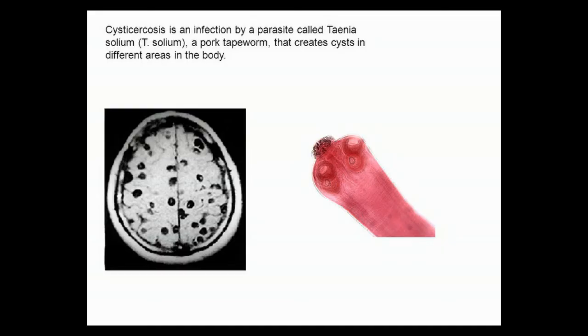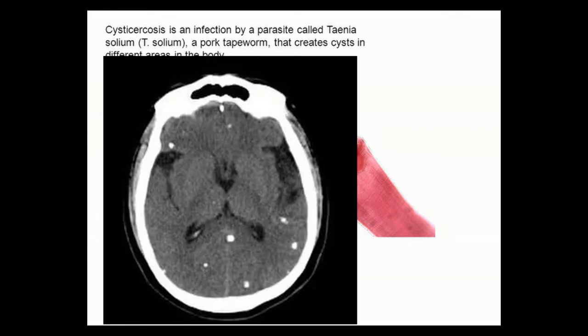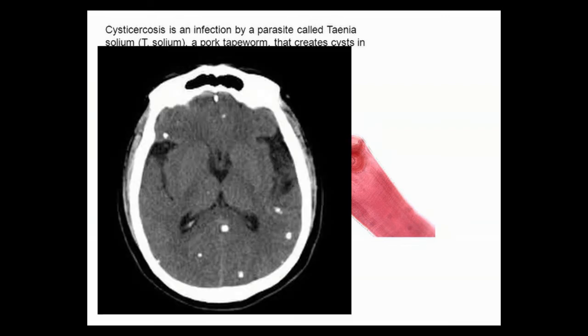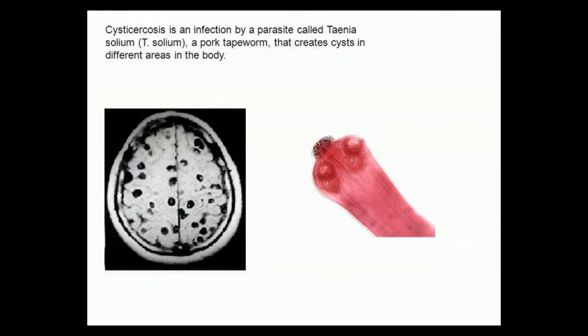This is the case of NCC, which we can call neurocysticercosis. It is an infection by a parasite called Taenia solium, T. solium, a pork tapeworm that creates cysts in different areas of the body, and also the brain. Calcified stage of larva of Taenia solium will be there. Both contrast and non-contrast CT scans are helpful in diagnosis of this neurocysticercosis.